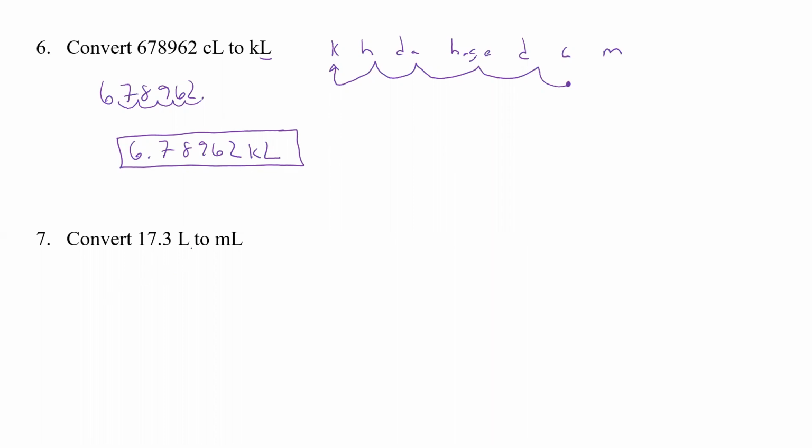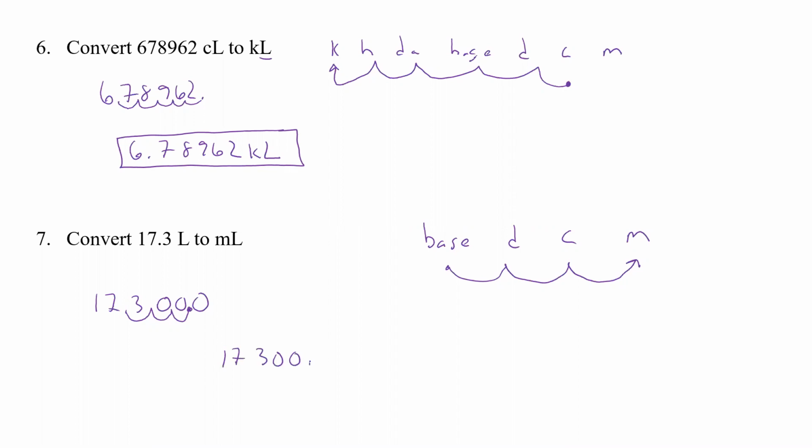All right, so here we have liters to milliliters. Well, that's going to be our base, as our liters. Then we're going to deci, centi, and milli. And so we're going to start here. We're going to go 1, 2, 3 spaces to the right. And so 17.3, add a few zeros. And so we move 3 spaces to the right. 1, 2, 3. And so our number now is 17,300 milliliters. Okay.